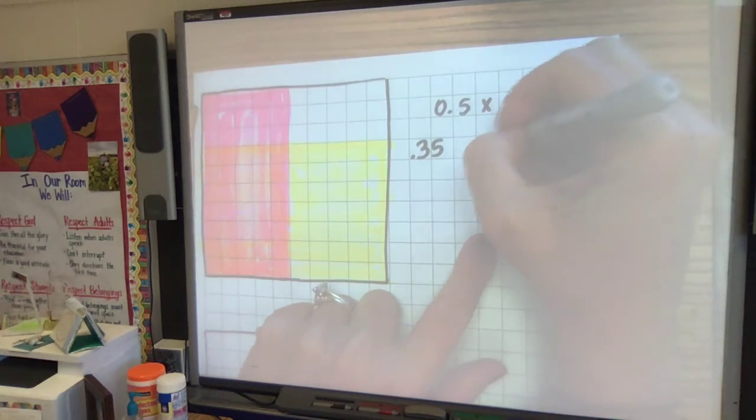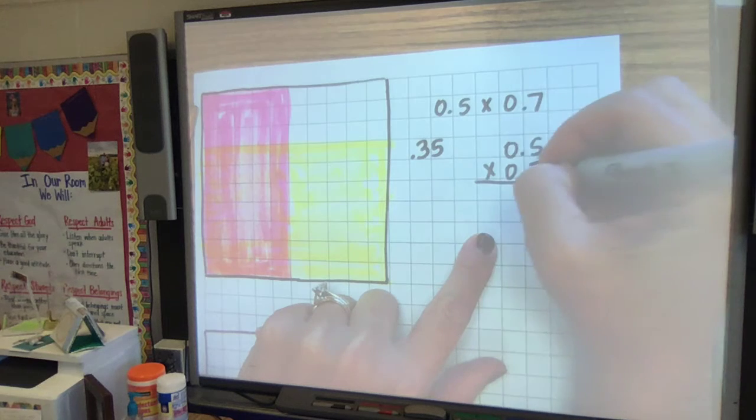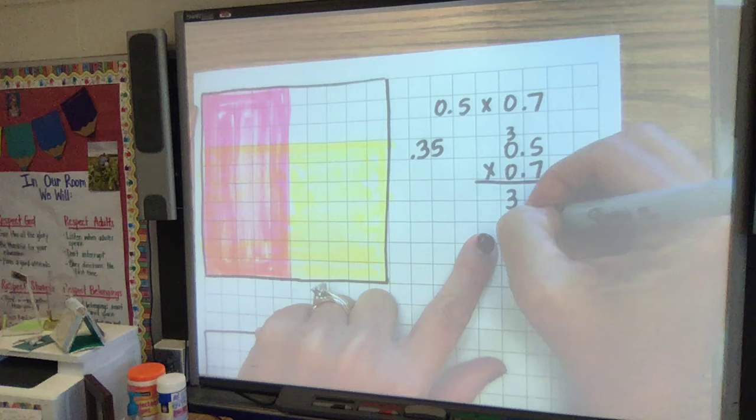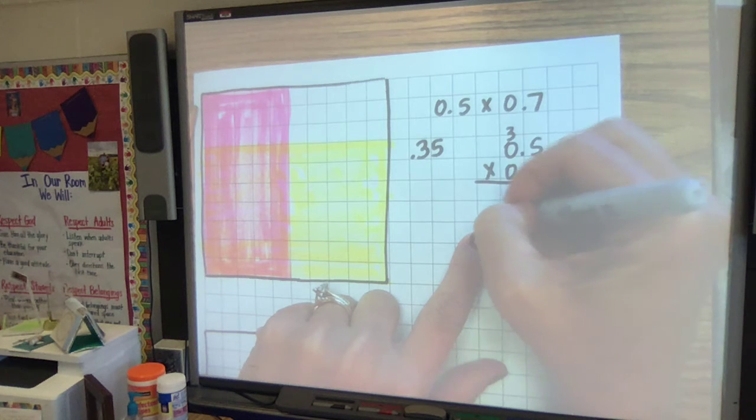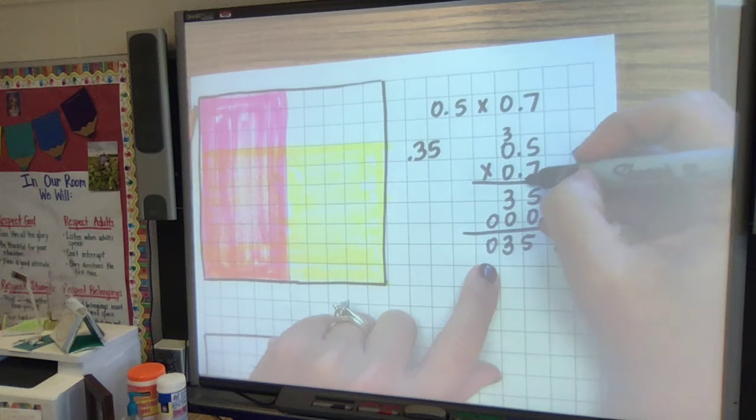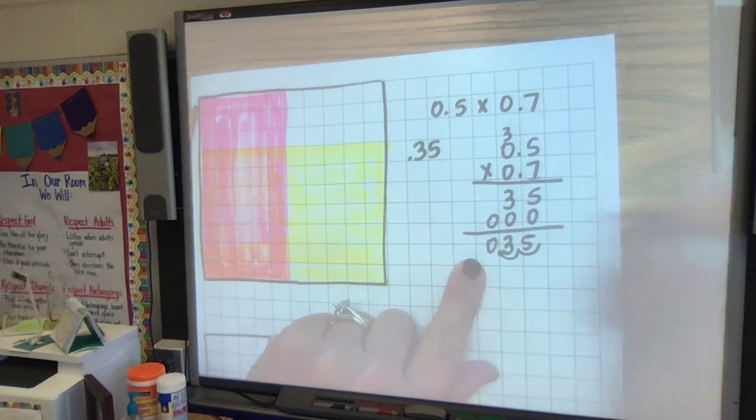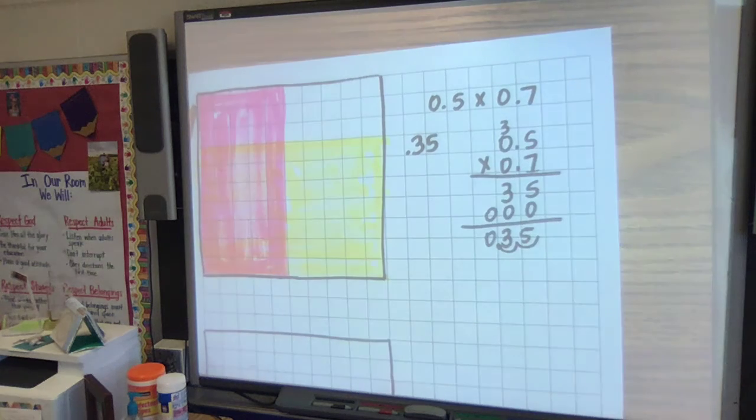You can always work it out, especially if that helps you just to check yourself. I know that's 35. And then we've got 0 and 0. We can say, I know I've got 2 in the tenths place, so I'm moving 2 digits in. It's going to be 35 hundredths, just like we saw right here. All right, let's try another one.